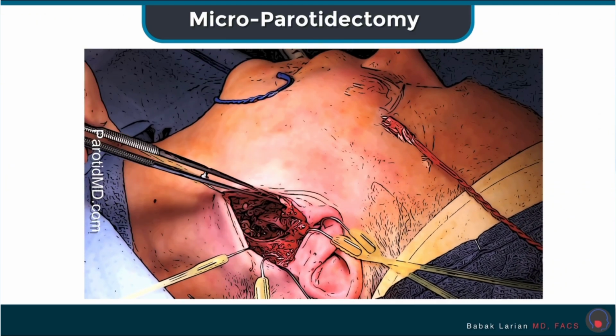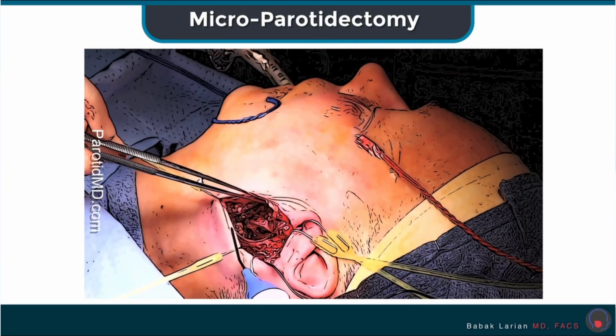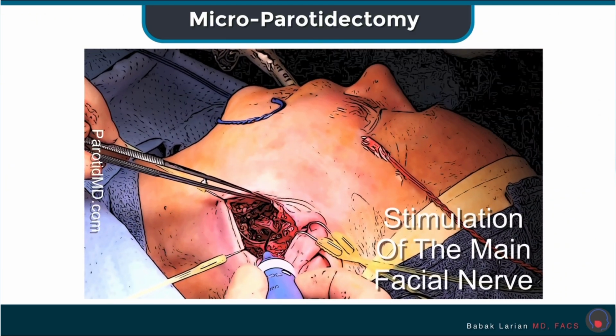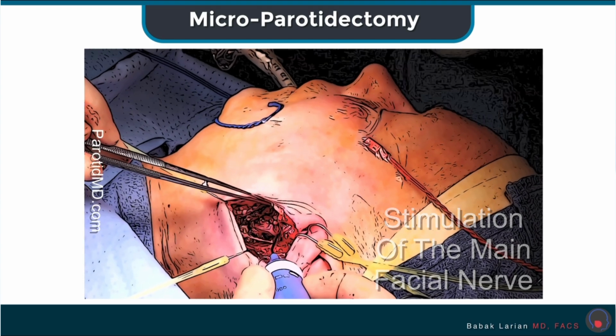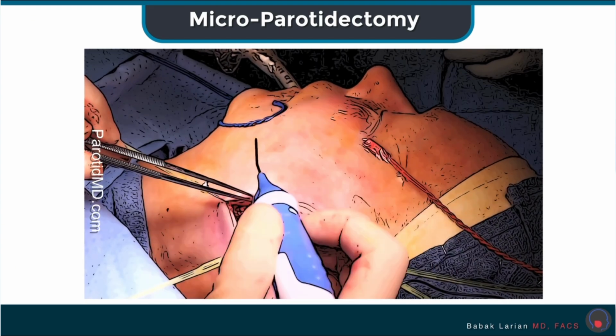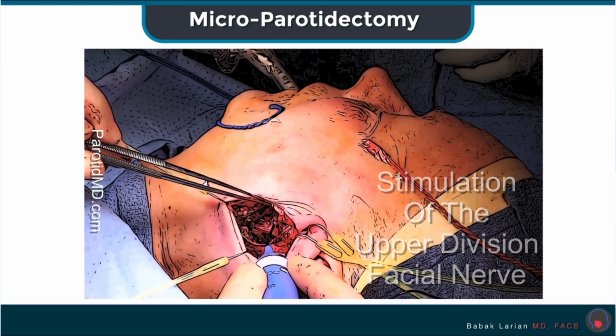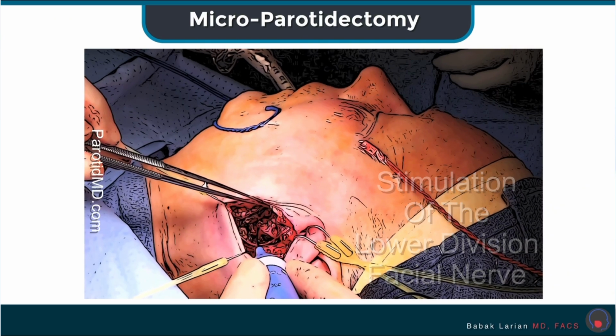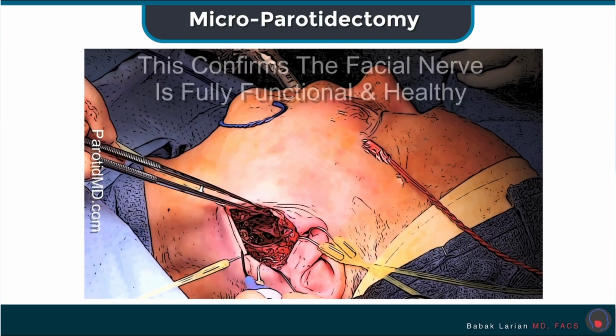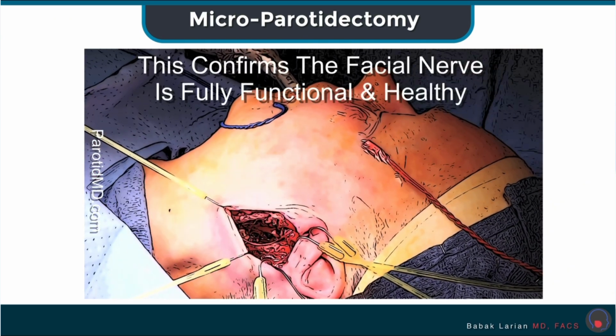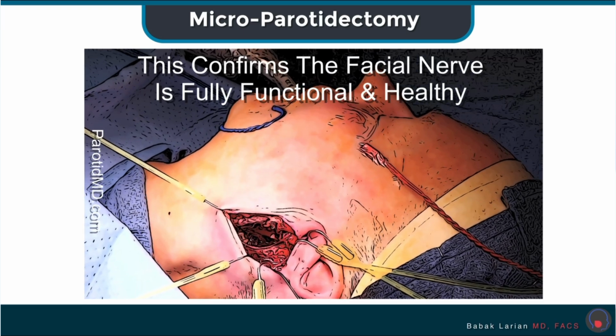And now that the tumor is removed, I have an opportunity to use a nerve stimulator to stimulate the branches and make sure all the branches are working, all the muscles. I'm going to stimulate the upper division now. You see the upper part moving really well. And then the lower part, and it shows just the lip moving. So all the branches are working.